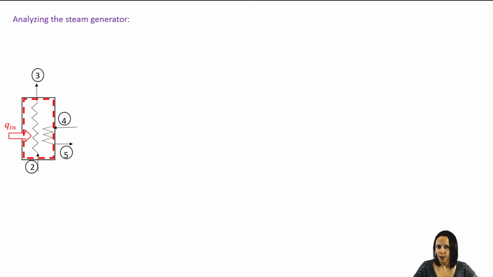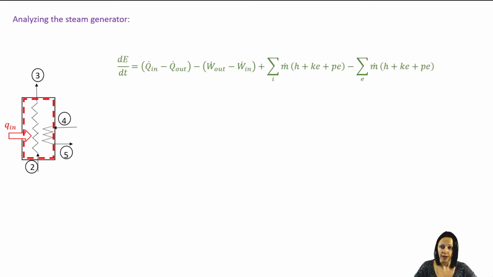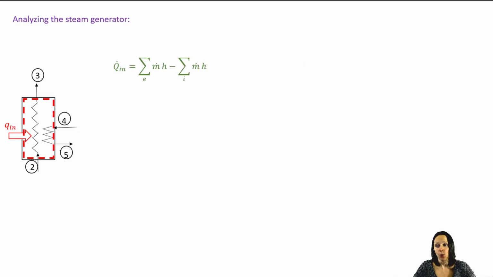If I drew my control volume around this steam generator and I applied my first law, everything's operating at steady state. That's the way all of these cycles are going to be operating in this class. And I don't have a Q out, I've got a Q in. I don't have any work. I'm not going to consider kinetic and potential energy changes. And so all I've got is Q dot in equals the sum of the m dot h's coming out minus the sum of the m dot h's going in.